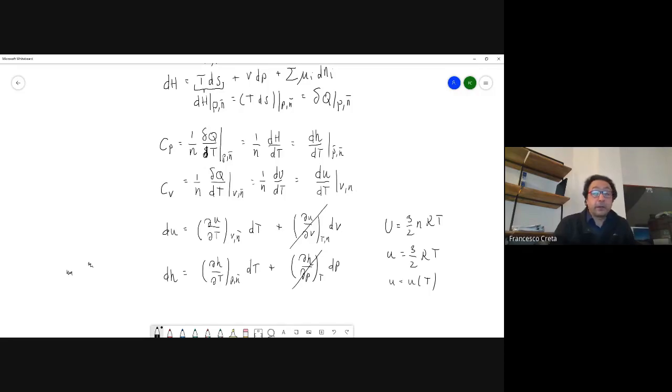And the same thing with enthalpy, H being U plus PV. We know that U is a function of temperature and PV is simply nRT. So if we divide by the number of moles, we have U(T) plus RT. So you see that even H is only a function of temperature. So these two are essentially 0.